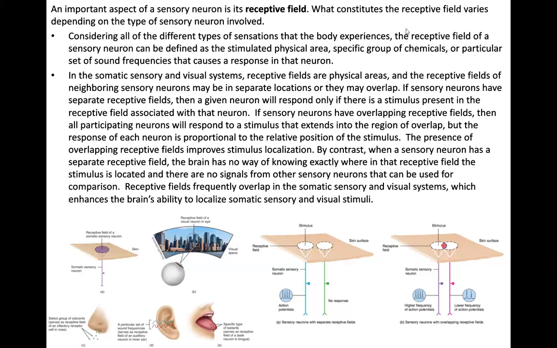Receptive fields can also be chemicals, like things that we smell or that we taste. It might have to be a certain amount of chemical to smell it, or to taste it. Or in the case of hearing, it could be a set of sound frequencies that cause a response in that neuron.